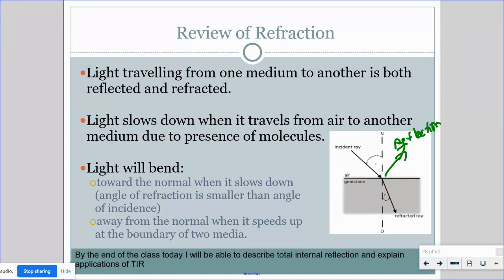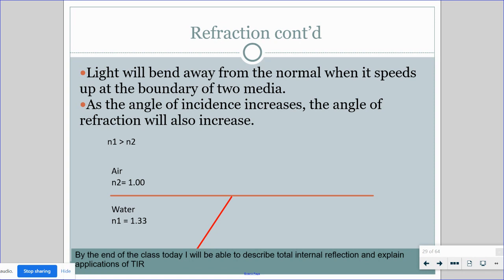And we learned that light, when it travels from one medium to the other, either slows down or speeds up, and it'll bend toward the normal if the light is traveling slower in the medium, and it bends away from the normal if the light is traveling faster. So light will bend away from the normal when it speeds up at the boundary of two media. As the angle of incidence increases, the angle of refraction will also increase. So it's kind of like the angle of incidence equals the angle of reflection. But as we increase it, the bend becomes more and more pronounced.